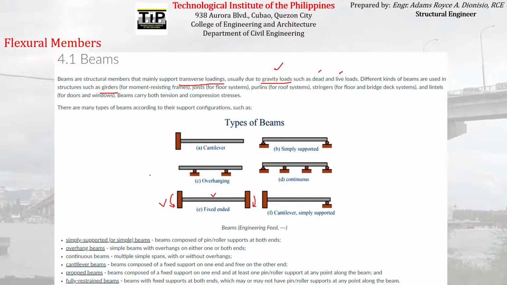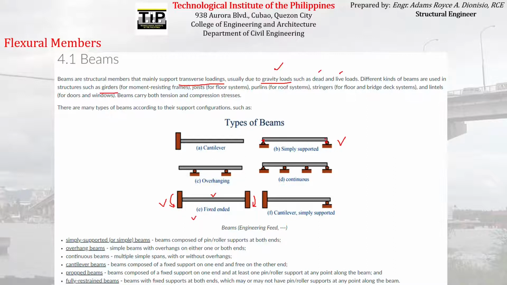When we say a simple beam in general, it is just modeled as a simply supported beam like this one, where it doesn't resist moments on both of its ends. Just like a simply supported beam, 'di ba wala namang moment sa end ng mga simply supported beam. Hindi naman siya nagre-resist ng mga moment, 'di ba, sa mga end niya. Ang nagre-resist ng moment sa mga end niya yung fixed-ended beam.